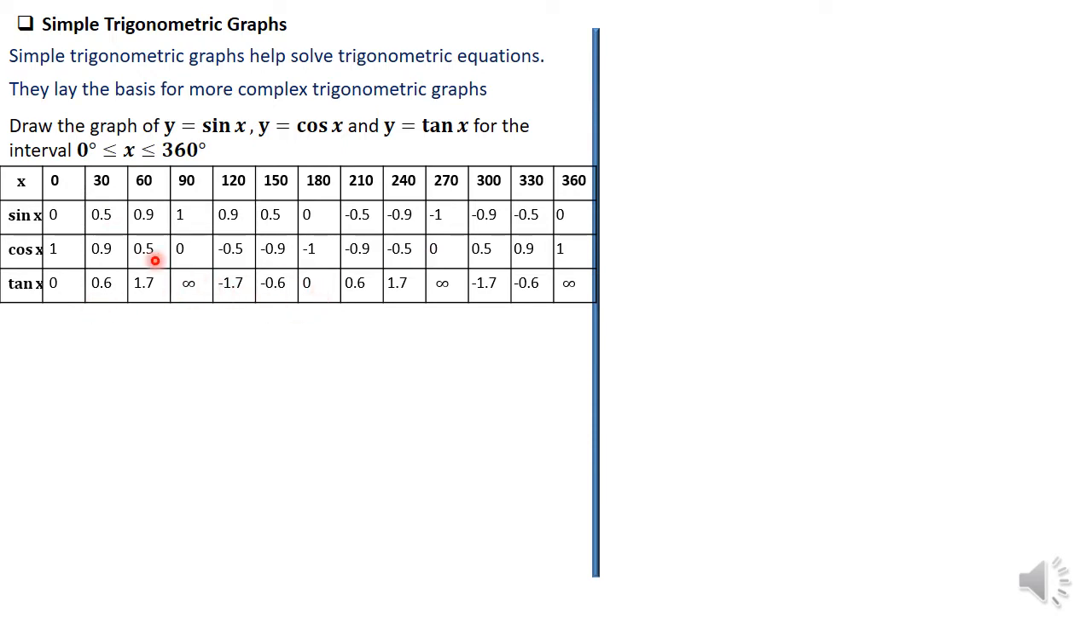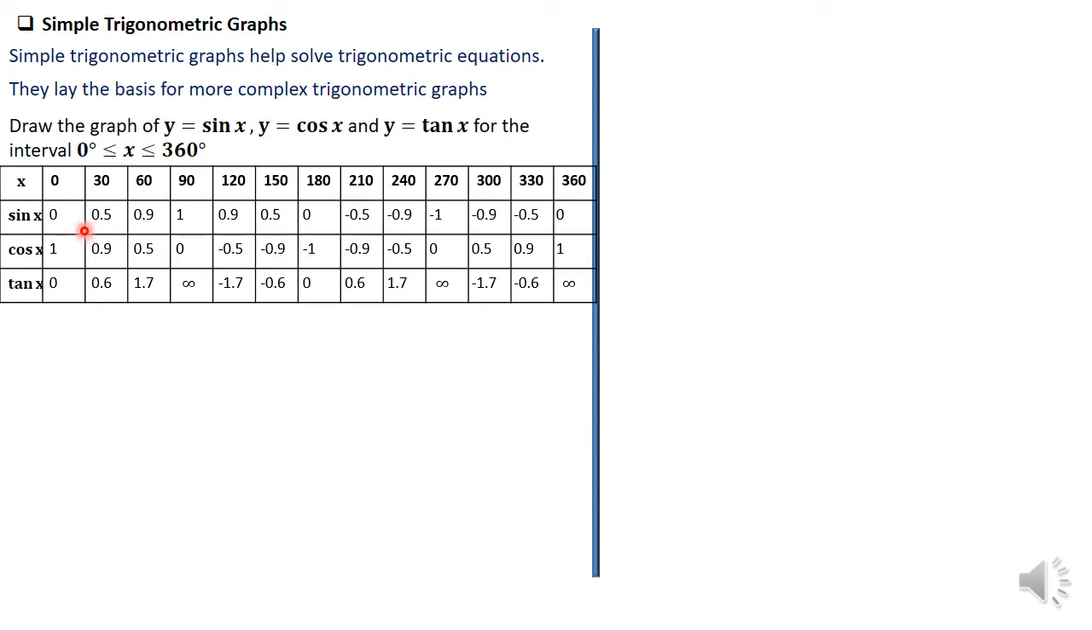Normally, if you want to have a more accurate graph, you need to have smaller intervals. These are intervals of 30 degrees: 0, 30, 60, 90, 120, all the way up to 360. But if you had, say, intervals of 15 degrees, it would be a lot more accurate. But this still serves a purpose. And so let's use this for now.